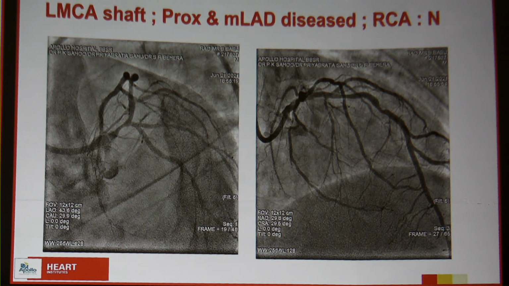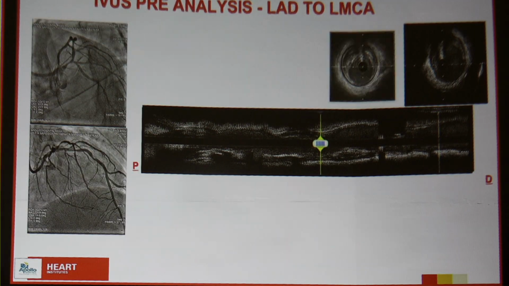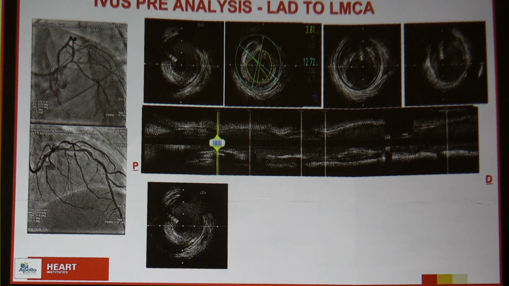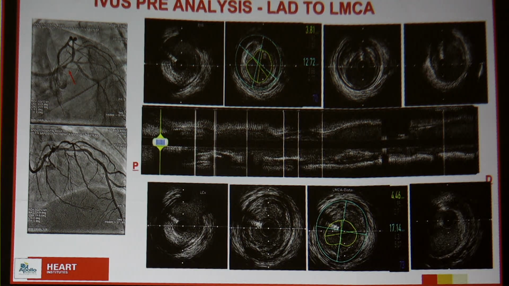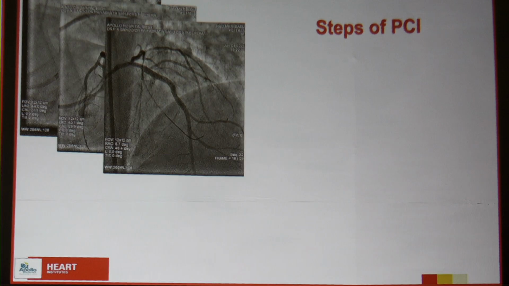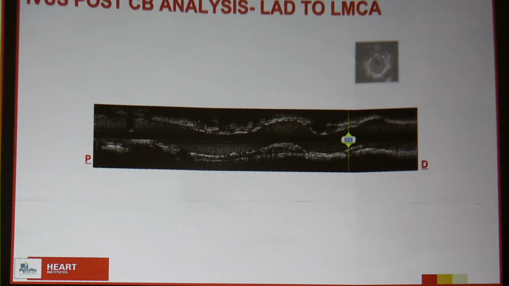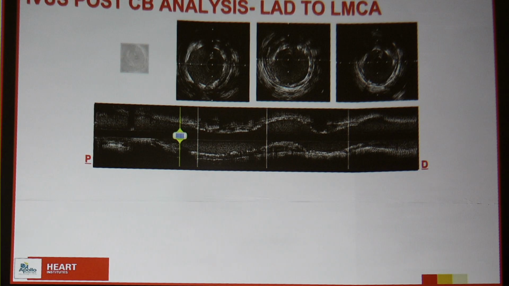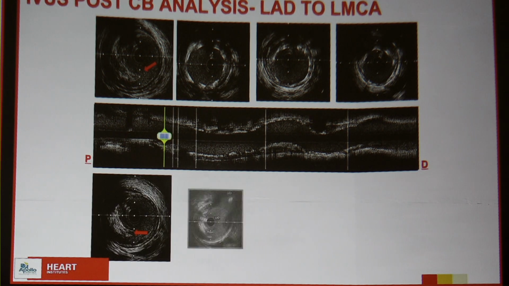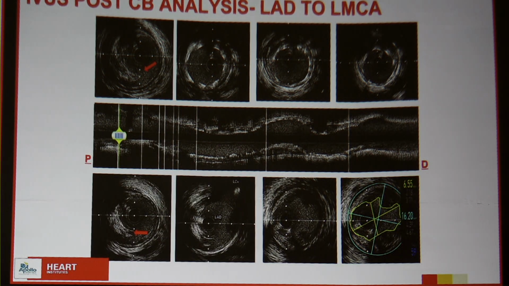Now, LMCA shaft disease, for example, this is a case of a shaft LMCA with a LAD lesion, and a pre-IVUS was done where we could see a very fibrotic lesion over here. So once we saw a very fibrotic lesion in the LMCA, the next step was to go for a cutting balloon, and that is what we did. The steps of the PCI were that we finally did a single stent strategy. And if you see the post-cutting balloon pictures, it gives you a very good idea that your cuts have been very well demonstrated. When you demonstrate these cuts, it gives us an idea that my stent will now expand properly. That is most important.